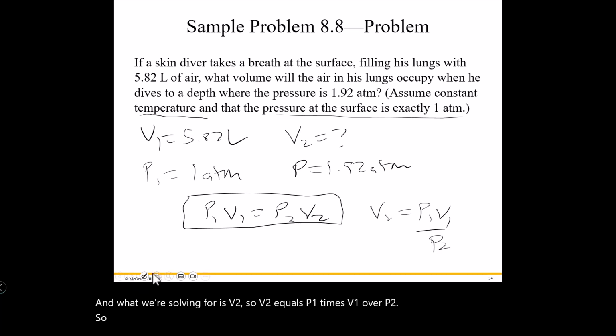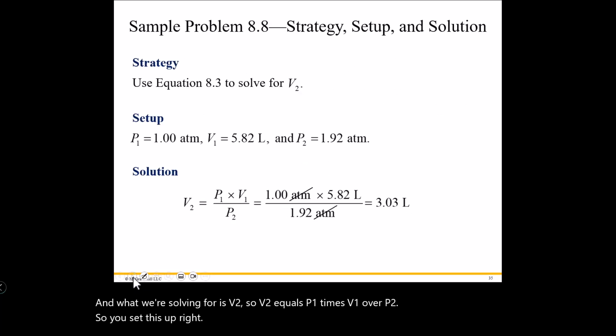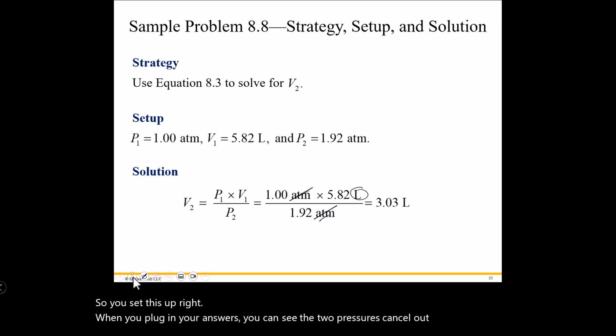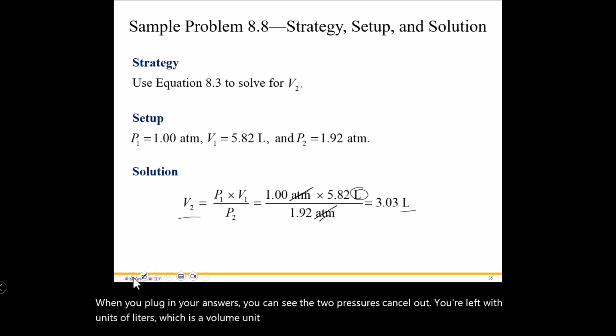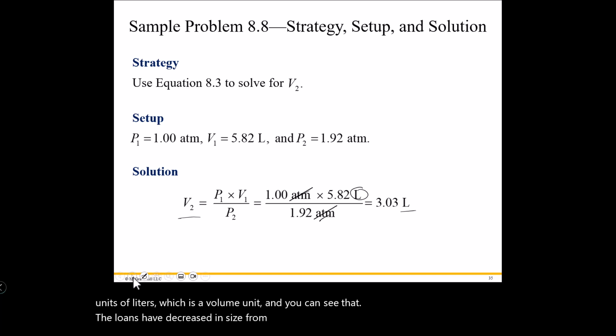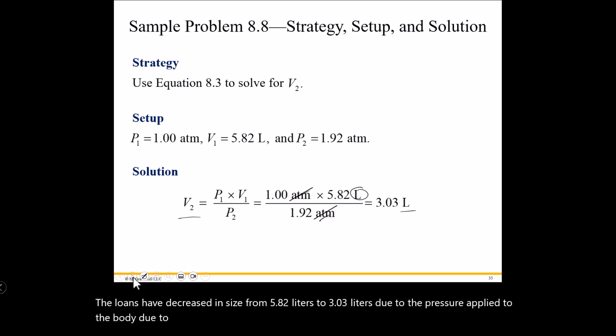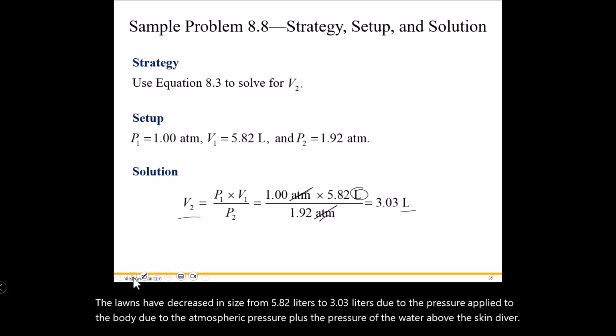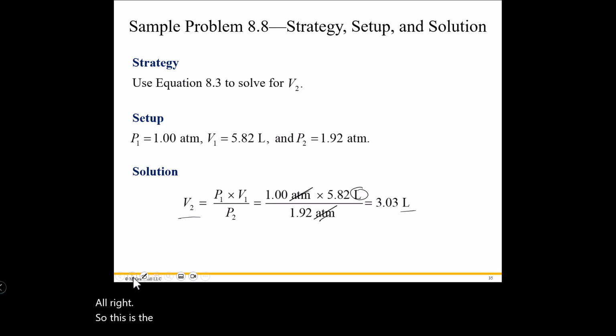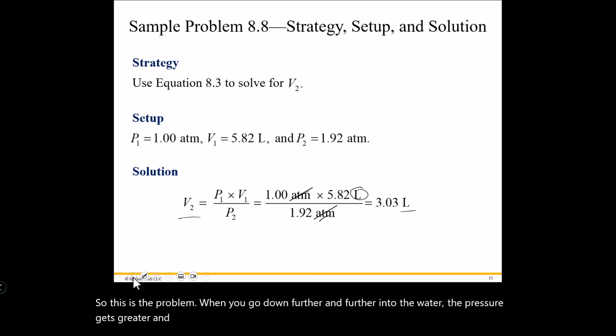So, you know you set this up right when you plug in your answers, you can see the 2 pressures cancel out. You're left with units of liters, which is a volume unit. And you can see that the lungs have decreased in size from 5.82 liters to 3.03 liters due to the pressure applied to the body, due to the atmospheric pressure plus the pressure of the water above the skin diver. All right. So this is the problem. When you go down further and further into the water, the pressure gets greater and your volume gets smaller.